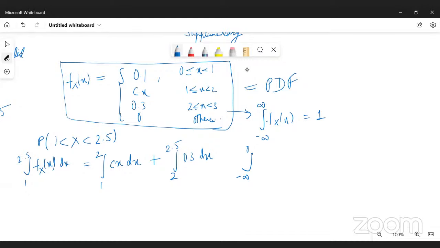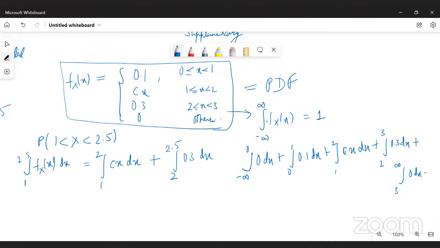Okay, so from -infinity to 0, this is defined as 0 dx. From 0 to 1, it is defined as 0.1 dx. From 1 to 2, it is defined as cx dx. And from 2 to 3, it is defined as 0.3 dx. And from 3 to infinity, it is 0 dx.